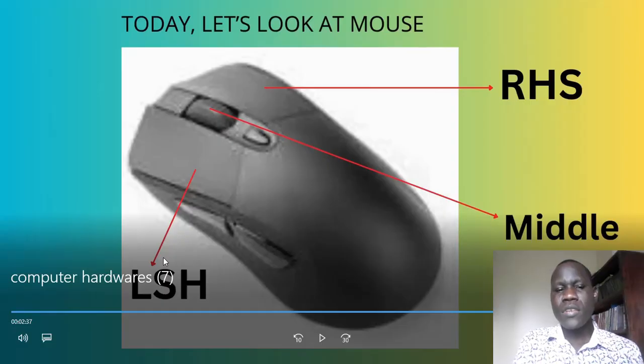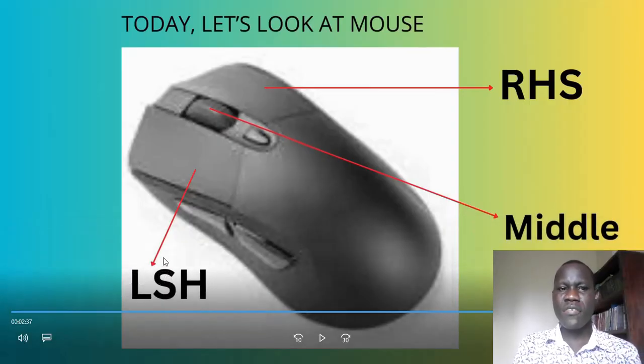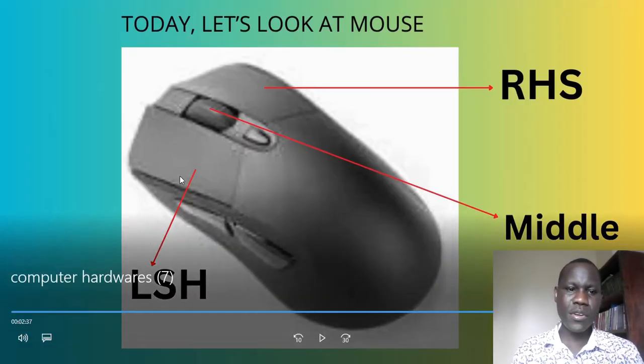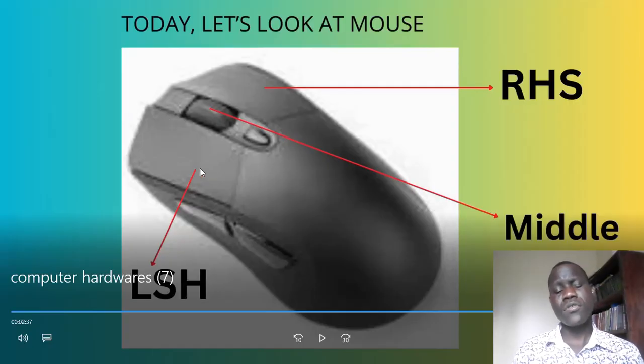Now, today we are going to discuss one of the computer input devices, which is what we call the computer mouse. Now, computer mouse is any pointing device which moves the cursor on the screen. So what I'm moving is what we call the cursor. So the major work of the mouse is to move the cursor on the screen.